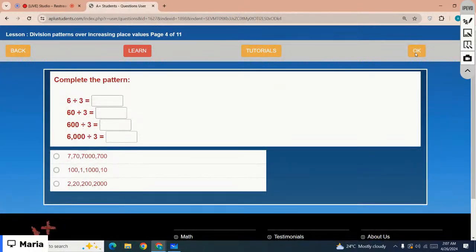6 divided by 3 equals, which is the correct option? 6 divided by 3 equals 2. 60 divided by 3 equals 20. Then you have 200 and then you have 2000. The third one is the correct option, right?